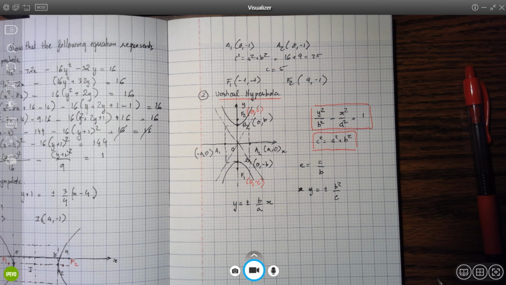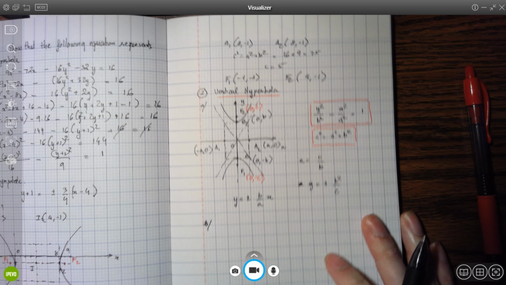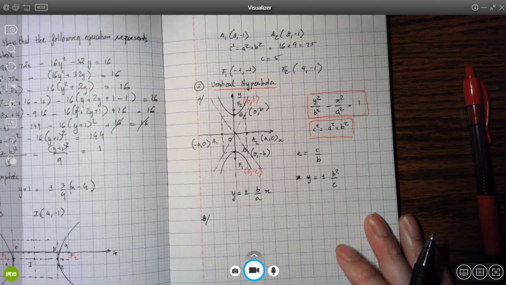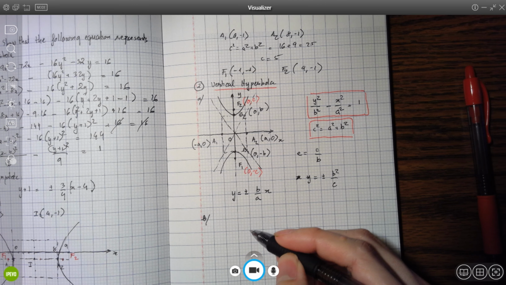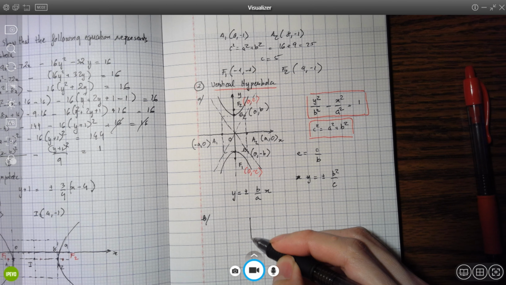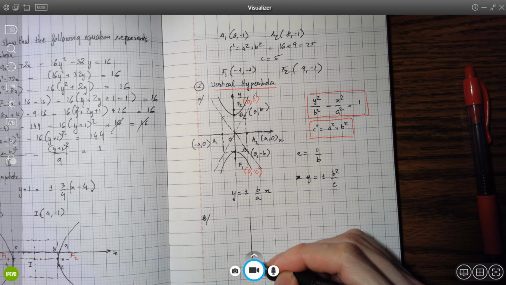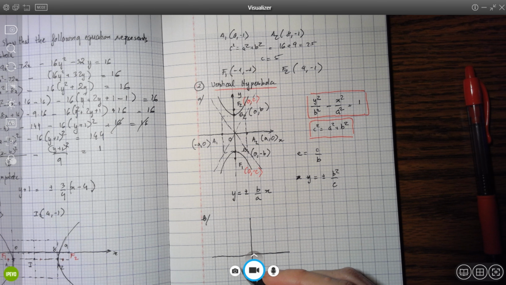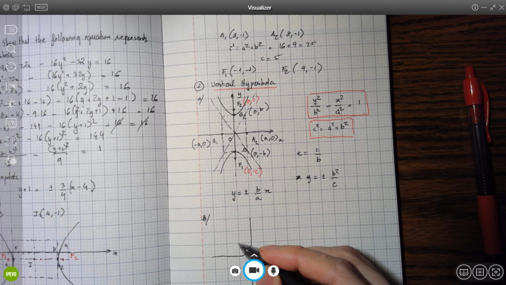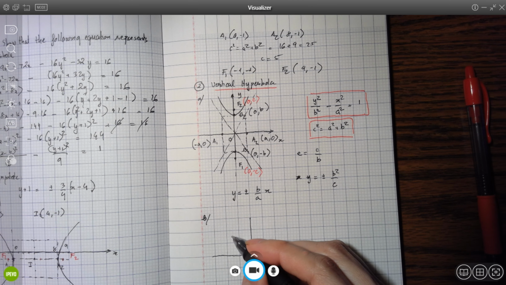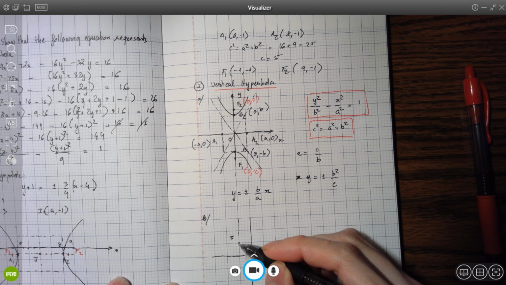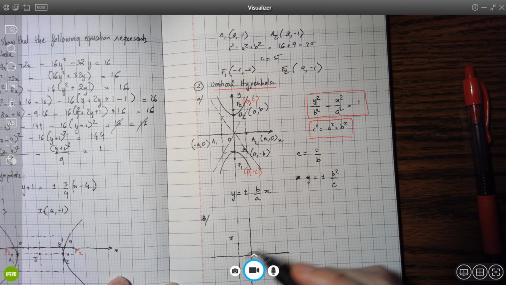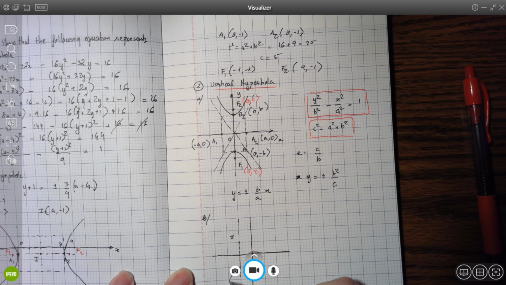Now, let's talk about when we have a vertical hyperbola whose center is not the origin. What if we have it somewhere else? What if I have something like this? What if the center is right over here? The major axis is this. And what if I have something like this?